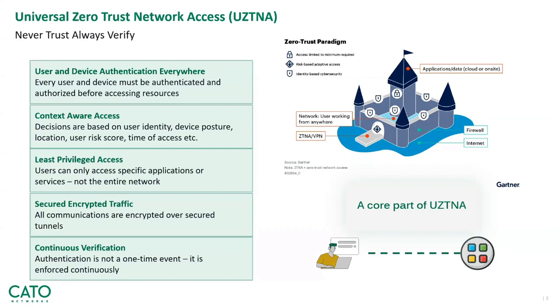Next, we have secured, encrypted traffic. Traffic must be secured so that it can't be exposed to externals. And lastly, we have continuous verification. As we said, users need to be identified every once in a while and are not only checked upon the first access. So please remember these five principles. We will see how CATO implements everything within its solution.